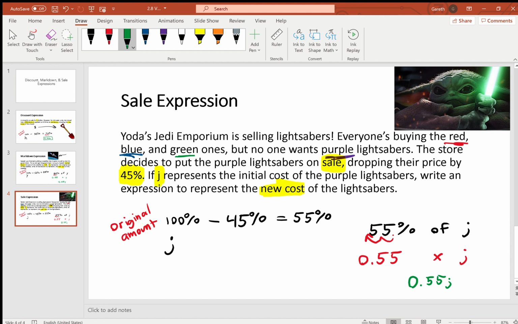Voila! This has been your brief tutorial on how to go ahead and write expressions for discounts, markdowns, and sales. I hope it helps.